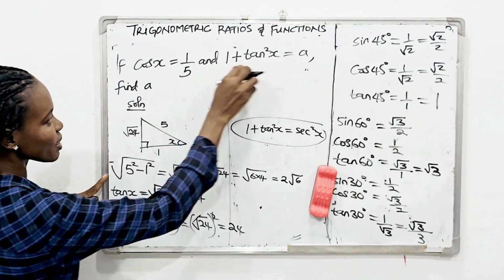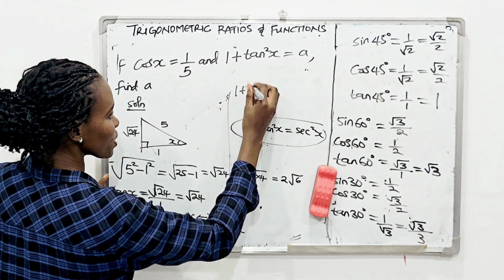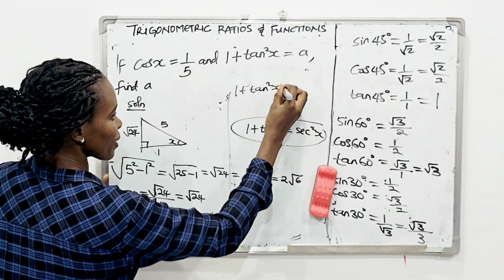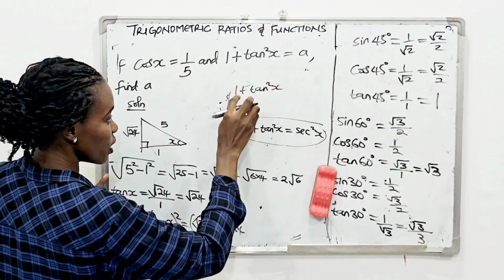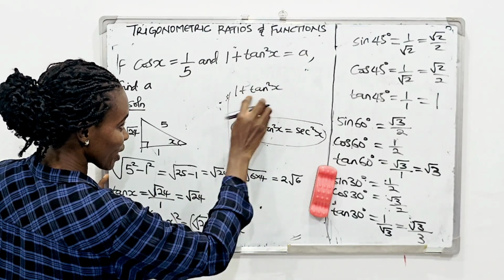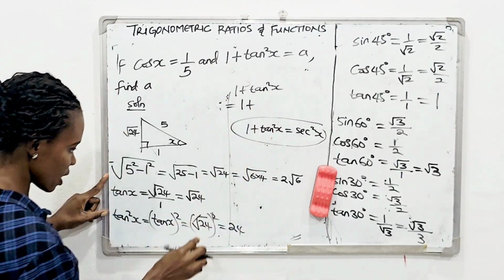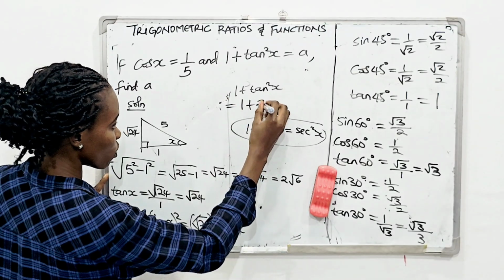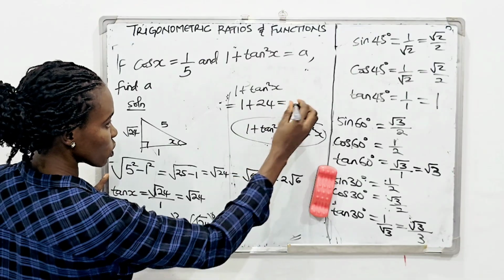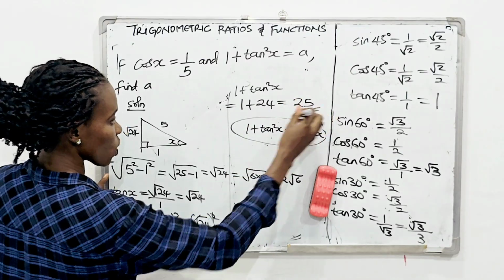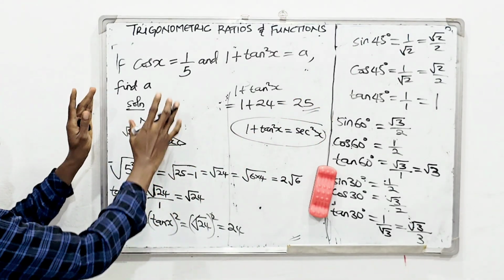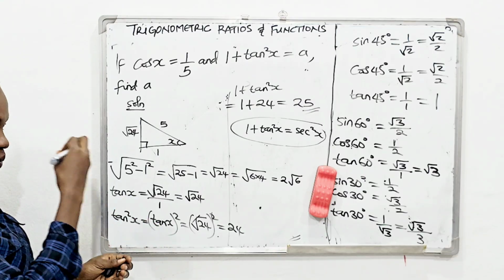So now to answer this question, 1 plus tan square x is equal to a. So we're looking for a. Meaning that a is equal to, if you can get this, that is our a. So I have 1 plus, what do I have here? I've gotten this to be 24. 1 plus 24 gives me 25. So our answer is 25 using this method where we generate it.